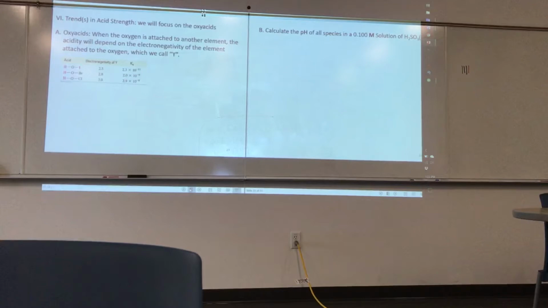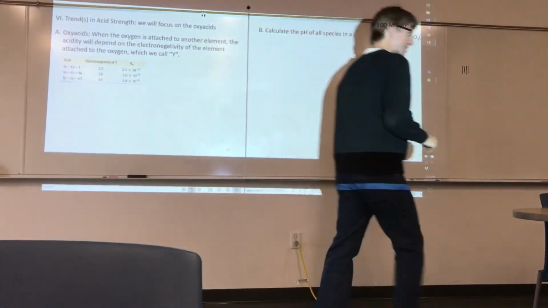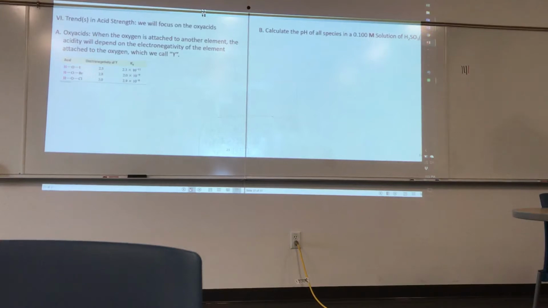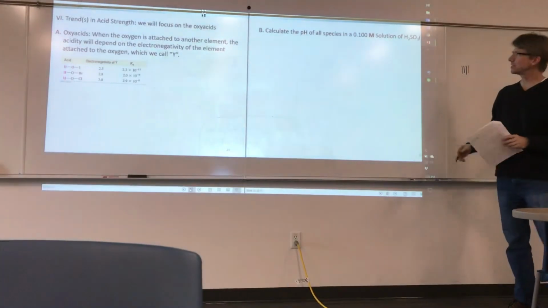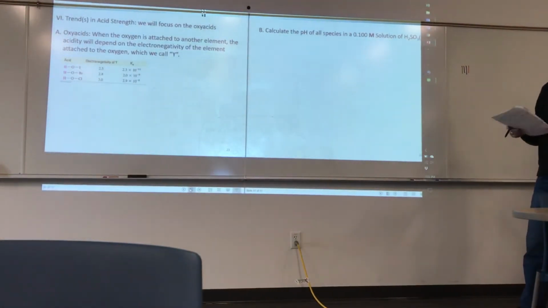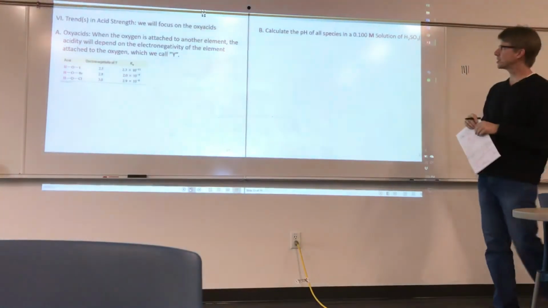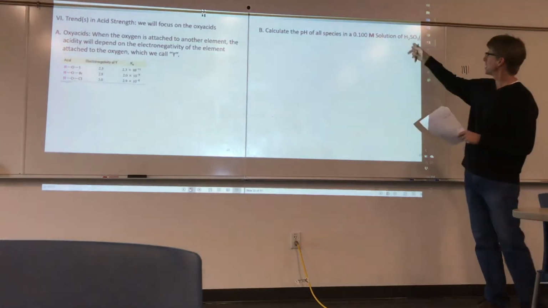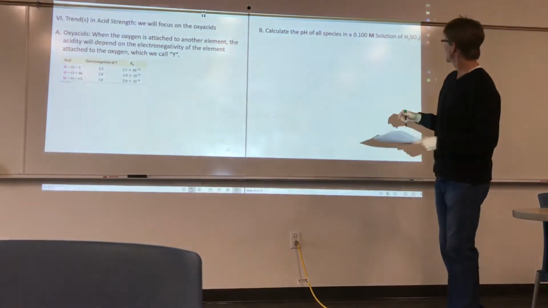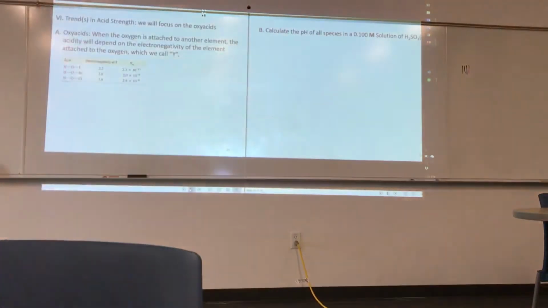All right, let's see. Okay. So now let's get back to new material. As far as new material, we're covering chapter 16 on page 22. The question I'm about to answer is: calculate the pH of all species in a 0.100 molar solution of sulfurous acid.